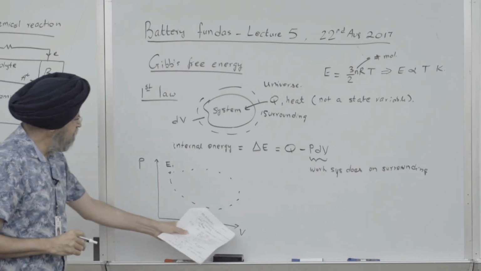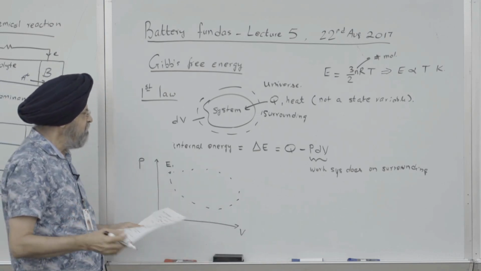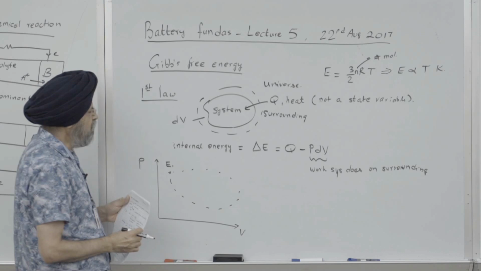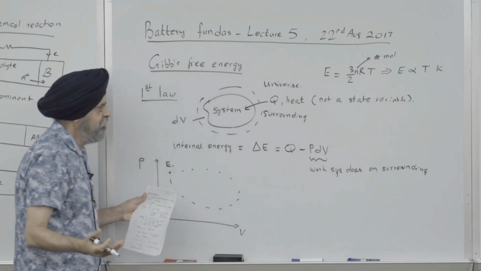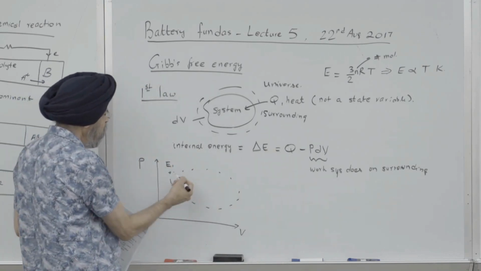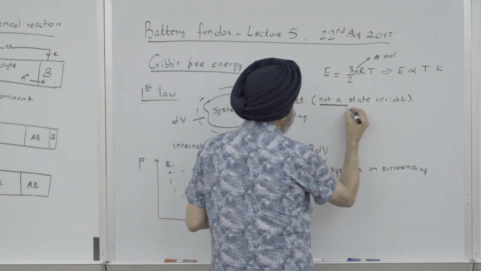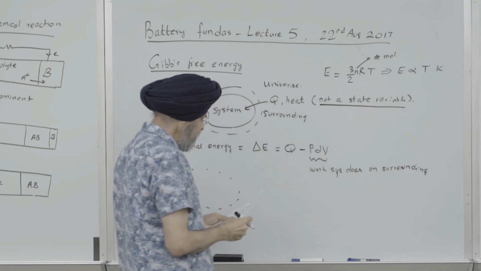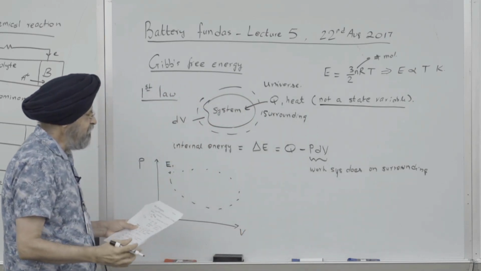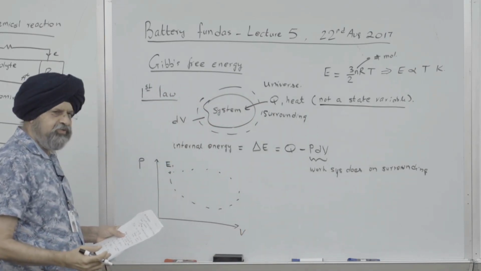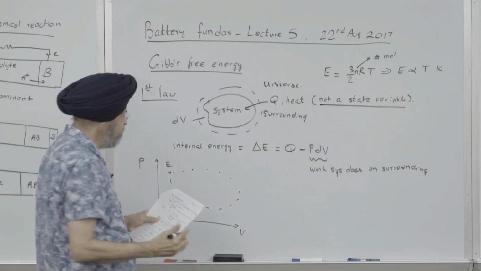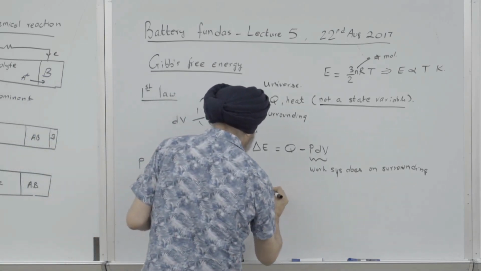Pressure and volume are state variables. So Q is not, right? If I go around the loop, I'll have a different Q. So Q is not a state variable. We don't like that. We like state variables. So what we did is we concocted another term. This is our imagination.